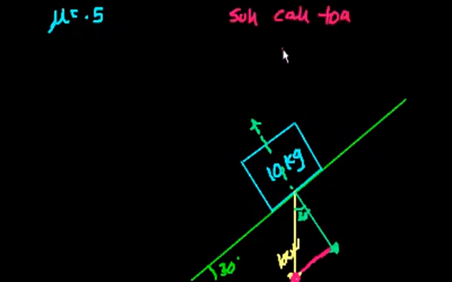SOHCAHTOA. Doesn't hurt to write that at the top of your paper to remember. So we're dealing with hypotenuse, the angle, and the adjacent side. So cosine. Cosine is adjacent over hypotenuse. So the cosine of 30 degrees is equal to the adjacent side. So that's what we're solving for.